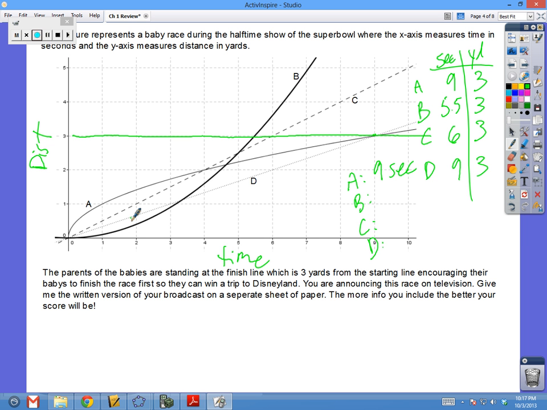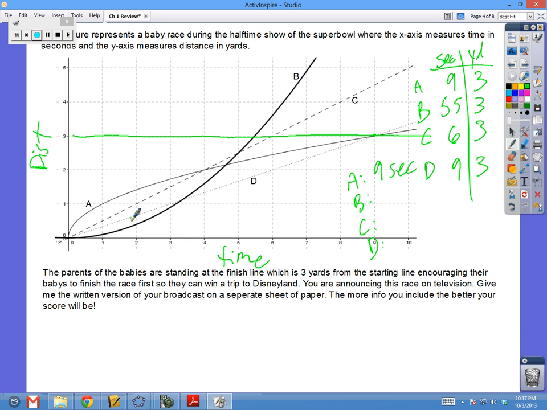So they have straight lines. That means as soon as they say go, that baby takes off at the same rate. He does not speed up, he does not slow down. He is just crawling at the same pace. Baby C, because his line is steeper, that means he is crawling faster than baby D.